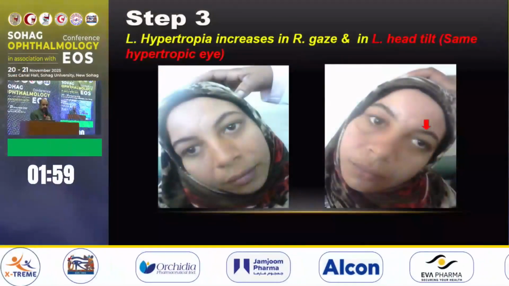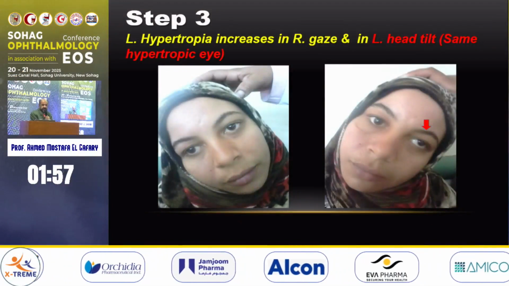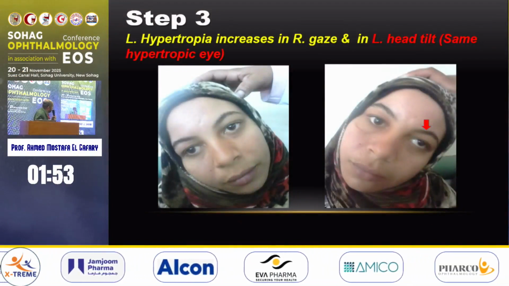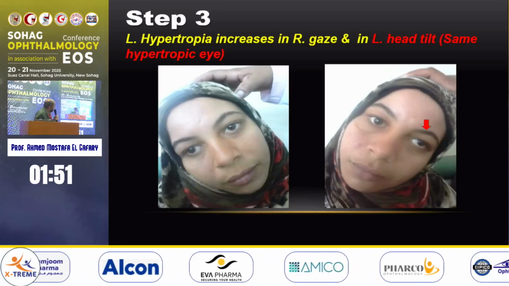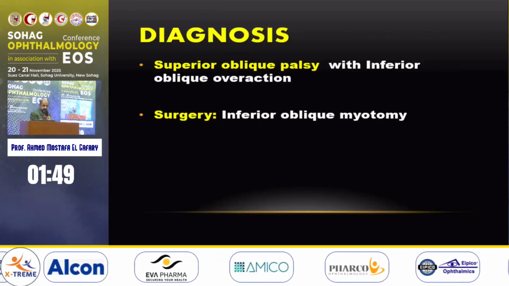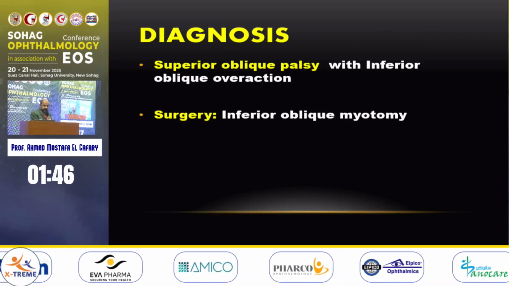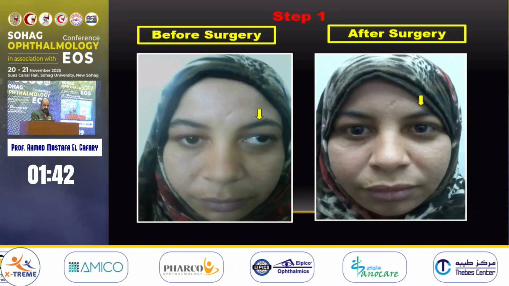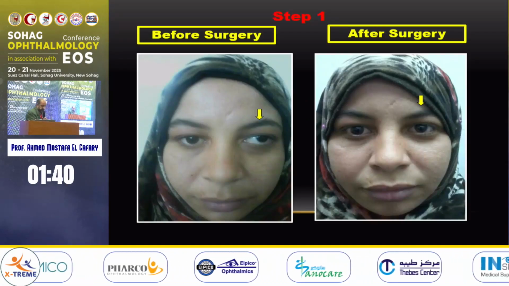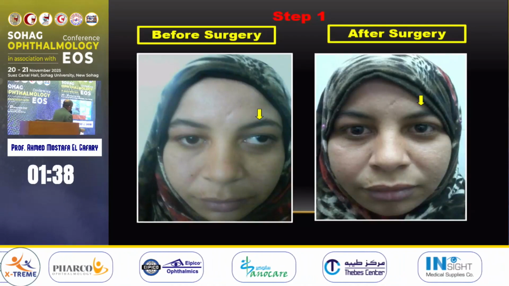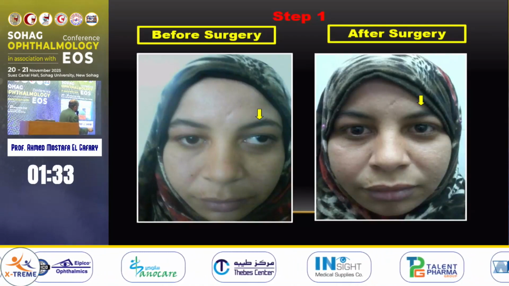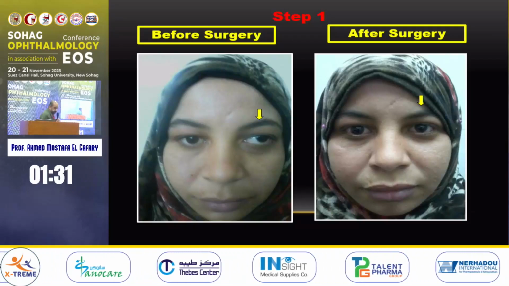The third step: the hypertropia increases on right gaze, and also increases with head tilt to the same side, like this photo and like the red arrow. Diagnosis: severe superior oblique palsy with inferior oblique overaction. After surgery, this is before, and this is after. Hypertropia of the left eye, no hypertropia after surgery.